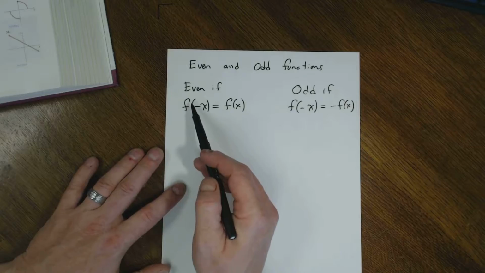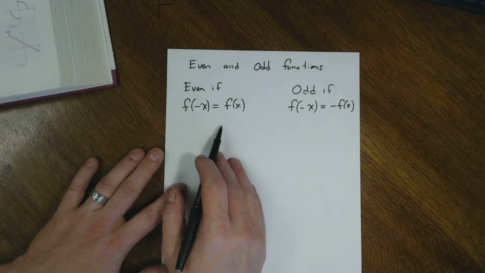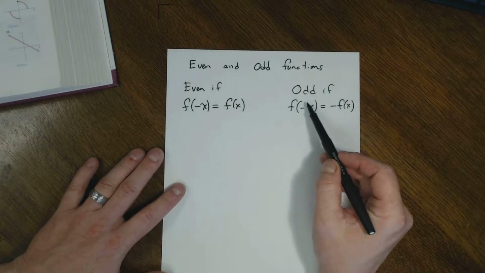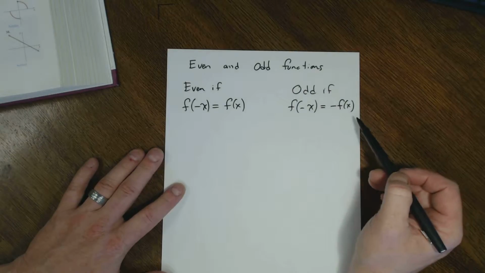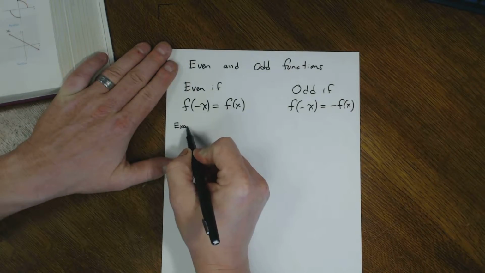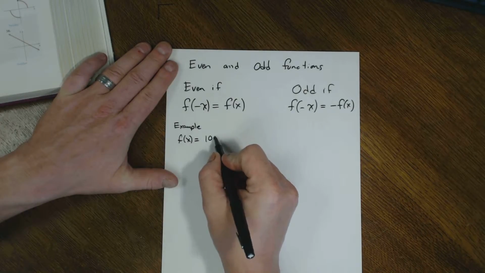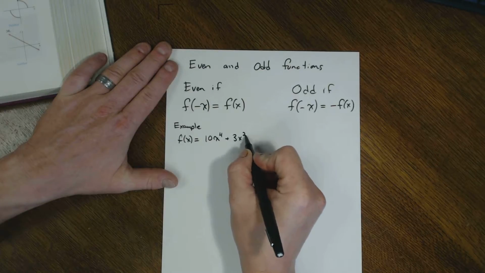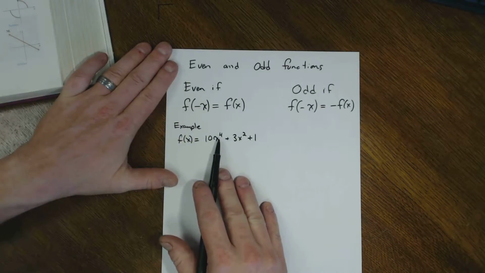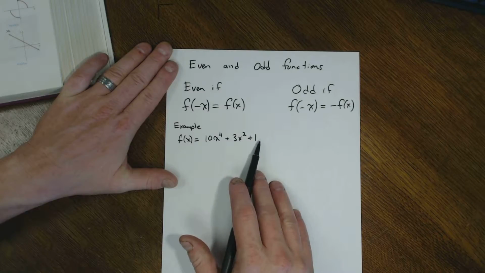Now, the original term of an even function comes from the fact that all of the exponents that you see in your function are even. Same with an odd function. If all of your exponents in your function are odd numbers, then you have an odd function. So for example, if I had f of x is equal to 10x to the fourth plus 3x squared plus 1, I would say that this is an even function. I have an even number here. I have an even number here for my degree. But then I don't really know what's happening right here.